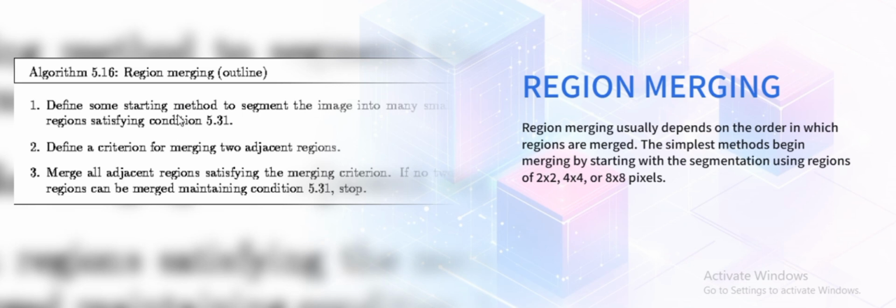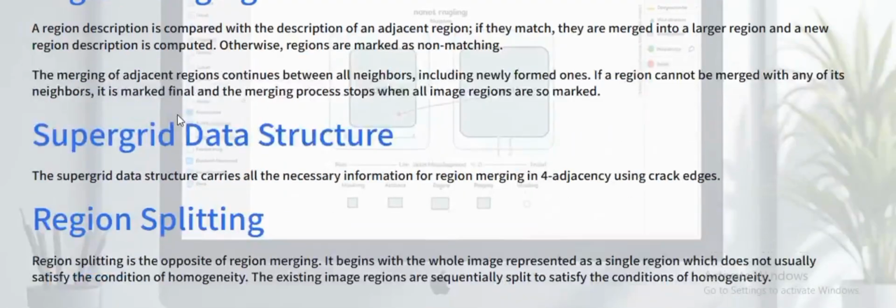See, we are going to define some starting method to segment the image into different small regions. Then find the regions which are adjacent to each other, and based on that we merge them. Suppose there are no adjacent regions, we leave them as they are, right? So what is the criterion for merging adjacent regions? The merging of adjacent regions continues between all the neighbors, including newly formed ones.